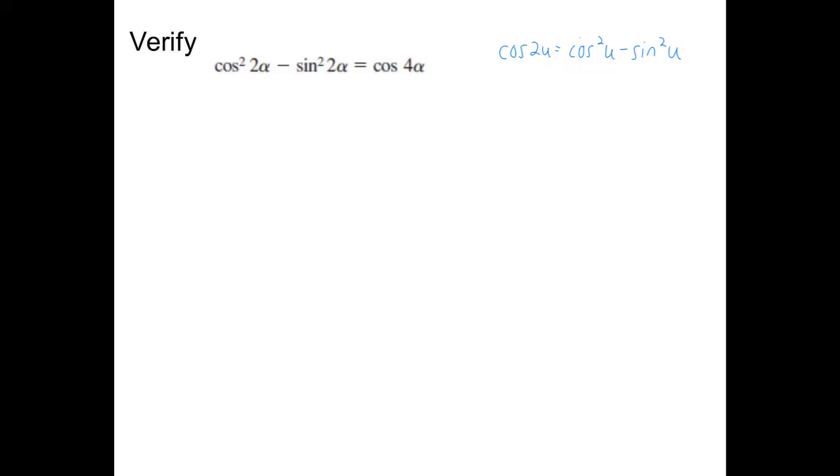So in this case, one way that you could show what you're up to is if I consider this to be u, as it's written over in the formula on the right. Well, then this side would be 2u, right? Because 2 times 2 alpha would be 4 alpha. So when I rewrite this, I'm going to rewrite the entire left-hand side as cosine of 2u, or cosine of 2 times 2 alpha, and that is cosine of 4 alpha.